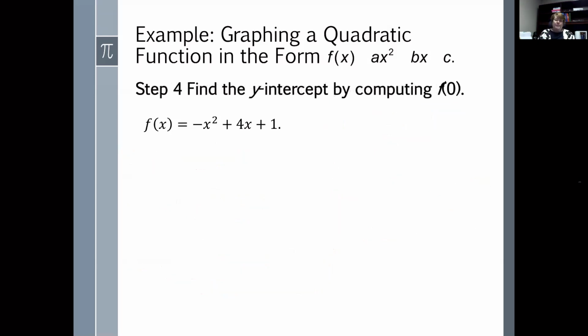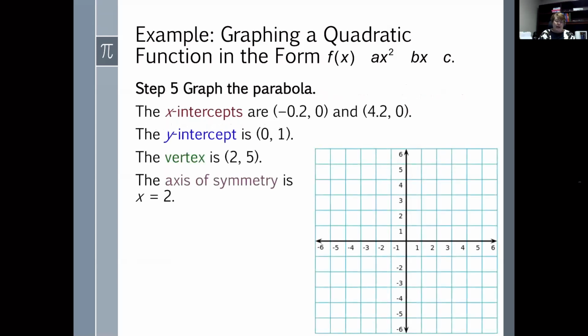Right, to find the y-intercept is f of 0. F of 0 will be 1. It's going to be the constant. So now I have all the information that I need to graph this function. Okay, the vertex is at 2, 5. The x-intercepts, I have one at -0.2, oh, maybe about right there. One at 4.2, maybe about right there.